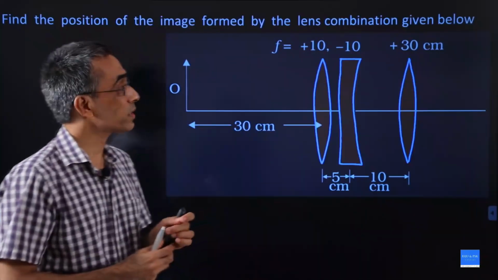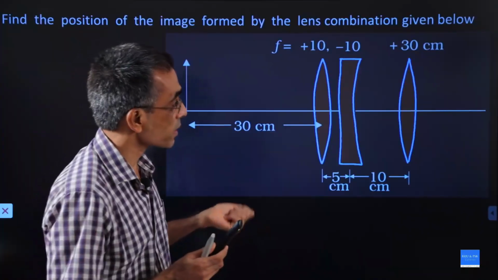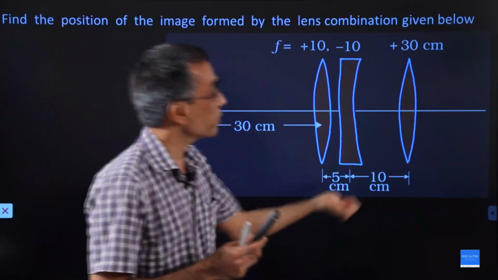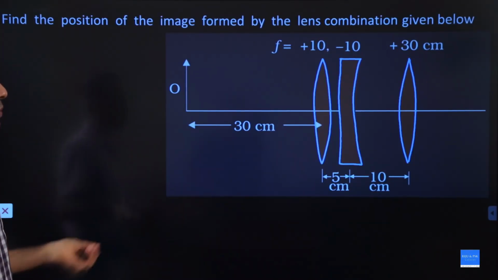First one is a convex lens, focal length 10. Second one, plano concave, focal length minus 10. Third one, again a convex lens, focal length 30 centimeter. Question: where is the final image formed of the system?